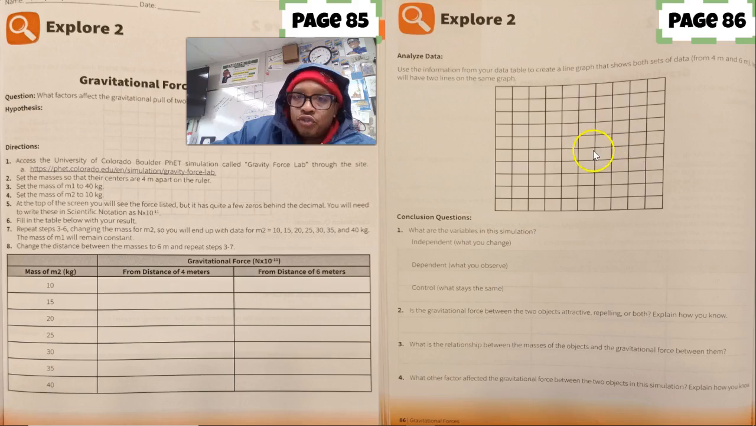I want you to try to graph yourself. Who's supposed to be on the X? Then who's supposed to be on the Y? So remember, the independent variable goes on the X axis and the dependent variable goes on the Y axis. Okay, so yes, all of these things that we've been learning do come back.